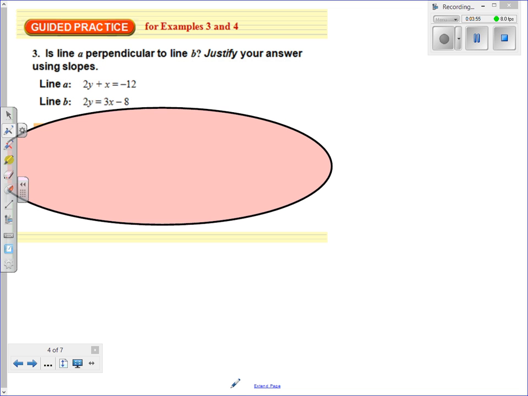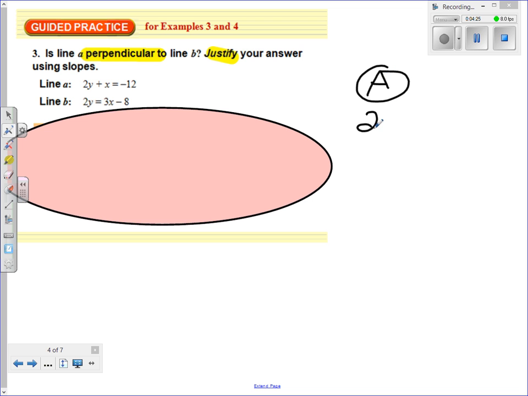In this instance, they're asking us, is line A perpendicular to line B? Justify your answer. I want to talk about justify. Justify means explain, show a reason. You can't just say A and B are parallel because it looks like they're parallel, or A and B are perpendicular because they look perpendicular. We have to, if it's talking perpendicular, prove it, and the easiest way to prove it is by using the slope. So I'm going to work over here on line A.